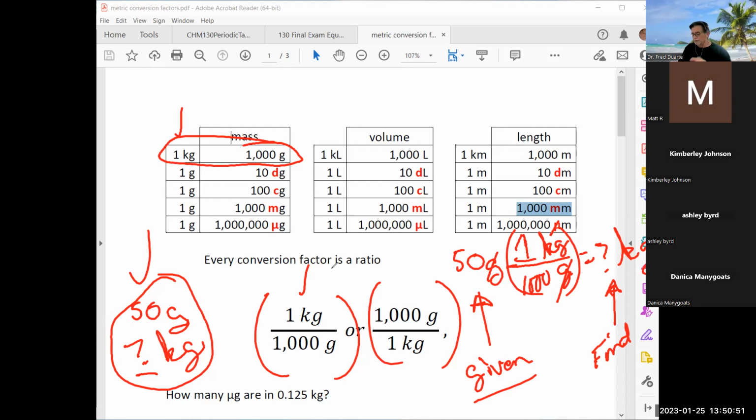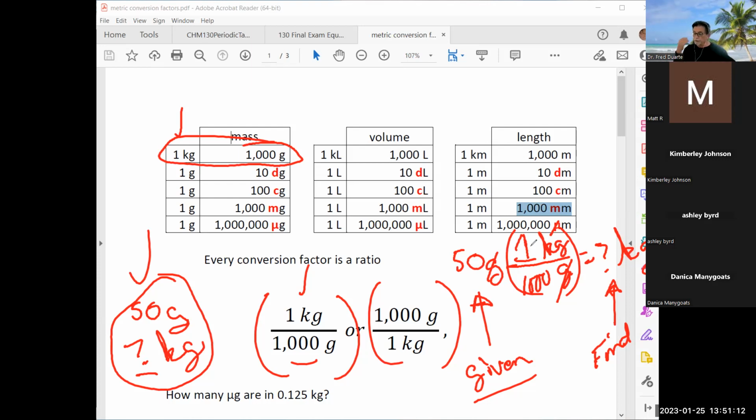Because sometimes it gets all mixed up. So if you just leave the numbers where they're at, and you put either 1,000 in the denominator or 1,000 in the numerator, you're good to go. I check my units. Everything is set up properly with the simple algebra that we're doing with the units. Grams cancel, leaving me with kilograms.